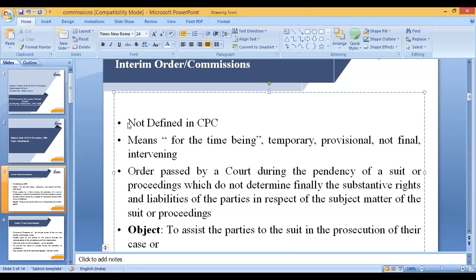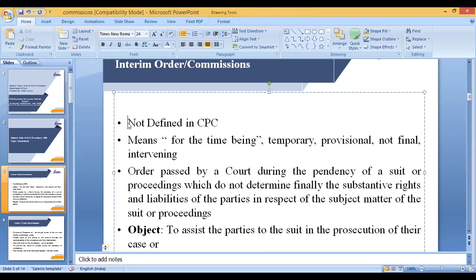As you are all aware, the word interim has not been defined, but the law lexicon defines the said word interim as for the time being, or temporary, or provisional, or not final, or intervening. So these are different words which may be used for the understanding of the concept of interim as used under the Code of Civil Procedure.